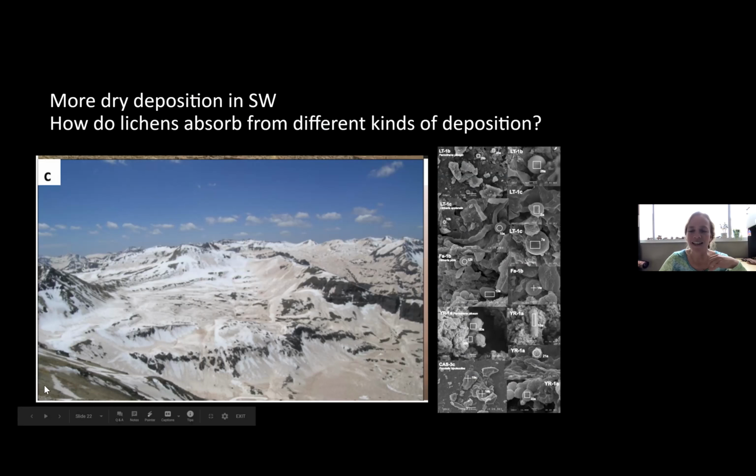And some folks in Italy have been studying this. This is some of their SEM work looking at the particle size. So we still need to understand how lichens are absorbing nitrogen from different kinds of particles.